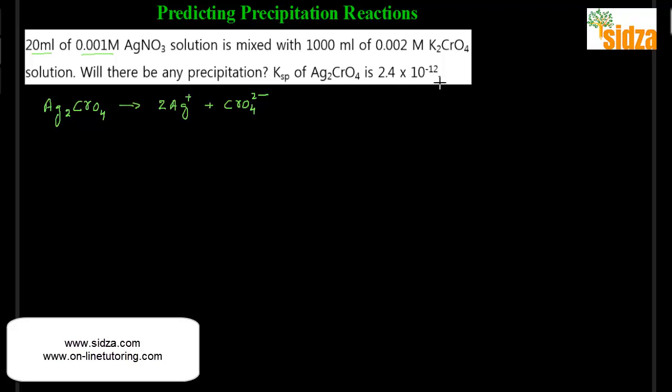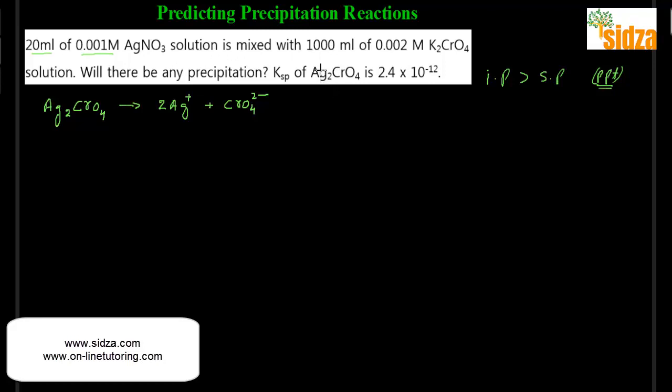We have discussed in the previous videos that if the ionic product is more than the solubility product, then the solution is supersaturated, and only then can the precipitation take place. This is what we have learned. The precipitation takes place only when you have a supersaturated solution, which means that the ionic product should be more than the solubility product.